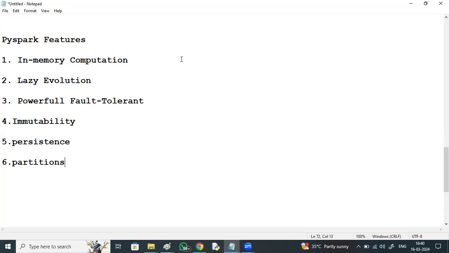If you talk about real life usage, where is this used in real life? Is my voice clear to all? Yes. Anyone, real life usage of PySpark?